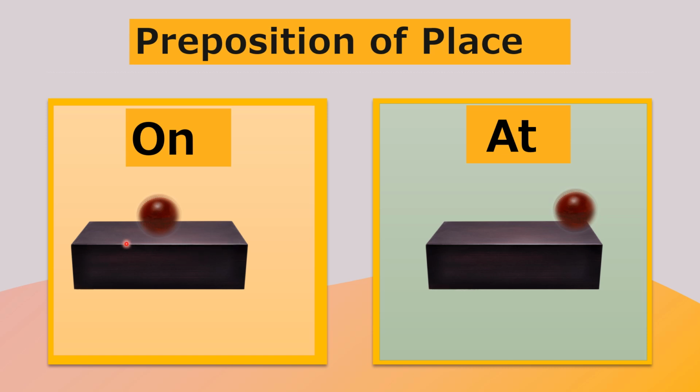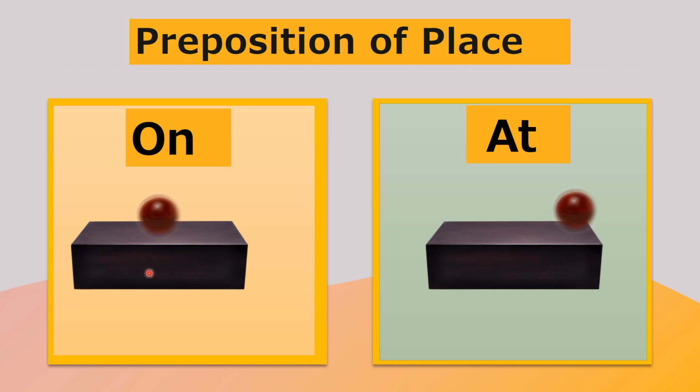So we have a box here. This is the upper level of the box and the ball is kept on the upper level of the box, and the ball is touching the surface of the box. If the ball touches the surface of the box, only then we will use on. If the ball is not touching the surface, then we can use upon or over. So because here the ball is touching the surface, we will say the ball is on the box.